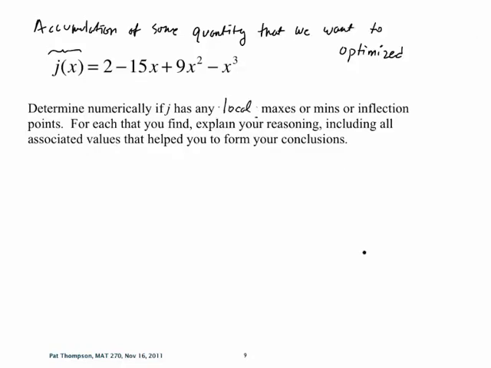All right, so determine numerically if J has any local maxes or mins, or inflection points, where the concavity changes. So if we're after local maxes and mins, how do we start that? How are we going to pinpoint some possibilities for local maxes and mins? Using calculus. So where are candidates? Critical points.